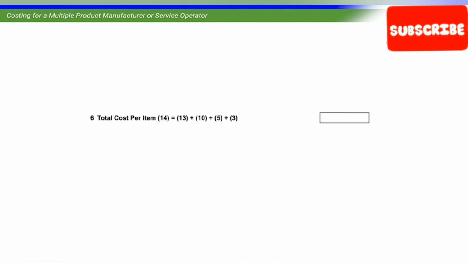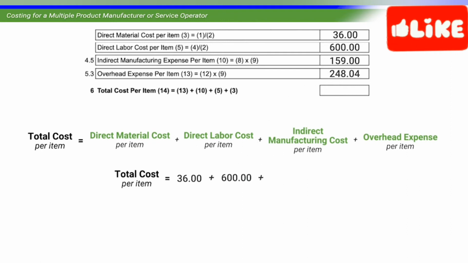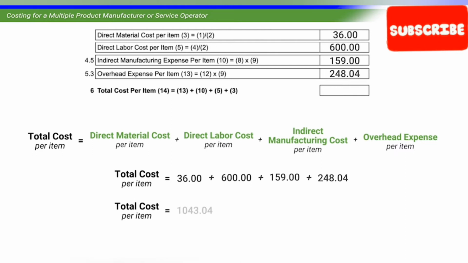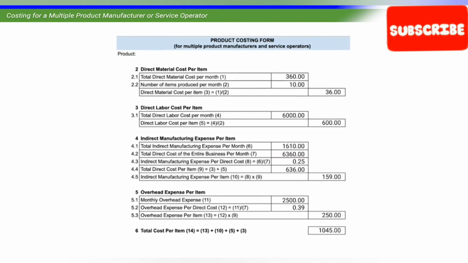Lastly, add up the total cost. To get the total cost per item, add the direct material cost per item, the direct labor cost per item, the indirect manufacturing expense per item, and the overhead expense per item. You now know how to cost multiple products or services.